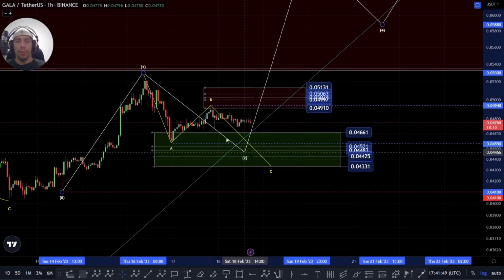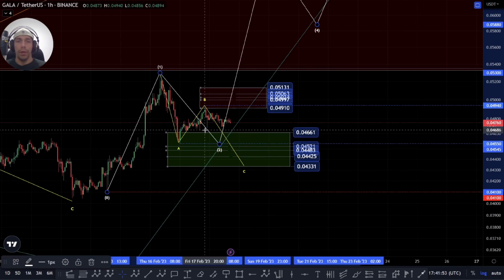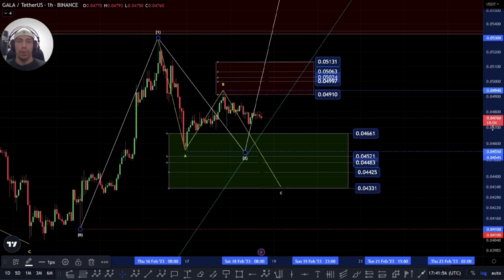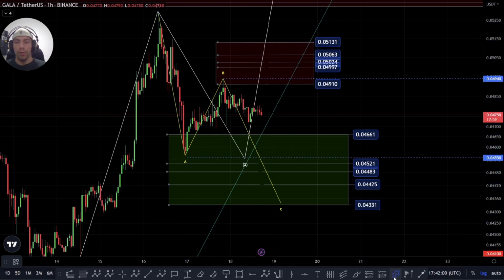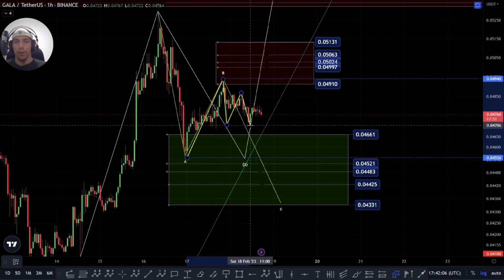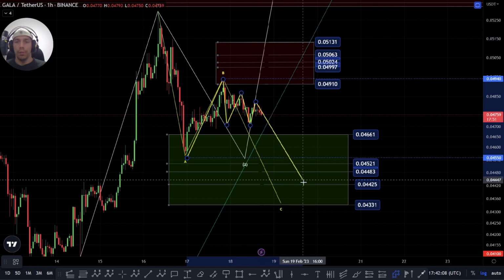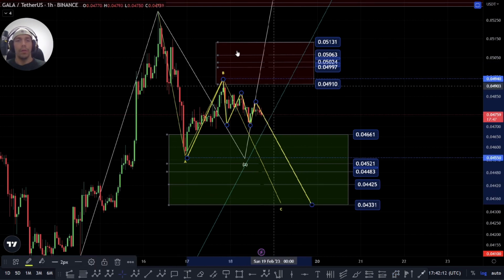It depends where we take this off of. I've taken this off of this A wave low here, but it is possible that we could still see another leg to the downside. So, like I said, we could see this as a triangle, but this triangle could also be the other way around, where this is actually an A, a B, a C, a D, and an E, and actually then we look to break down for this C wave leg. So these are all possibilities.